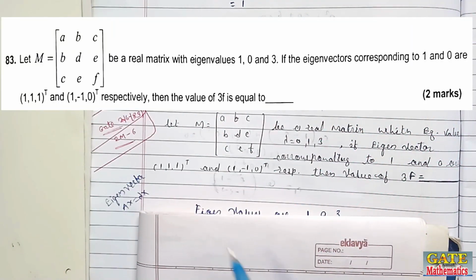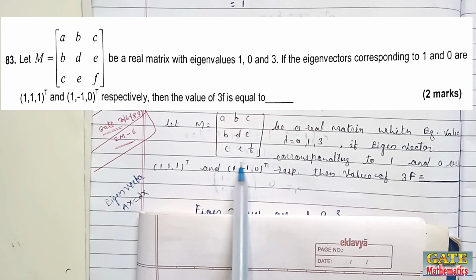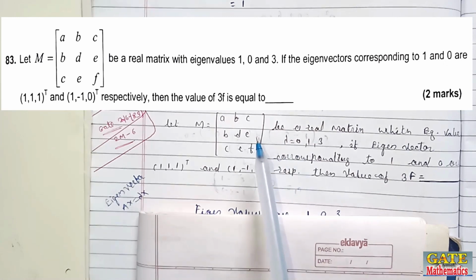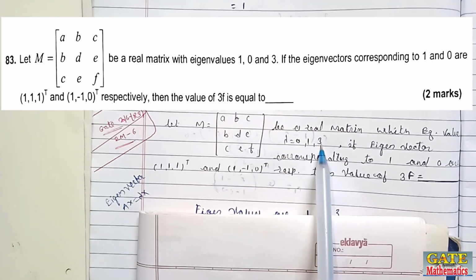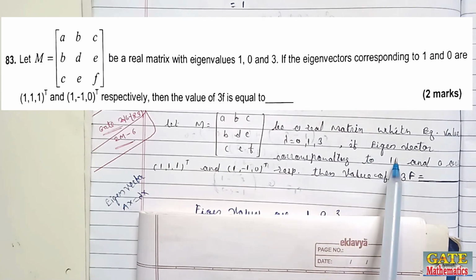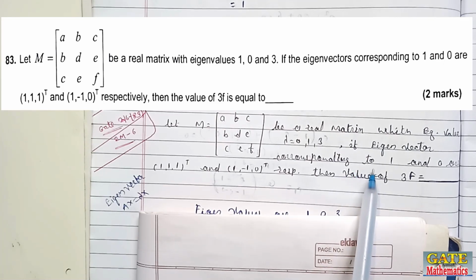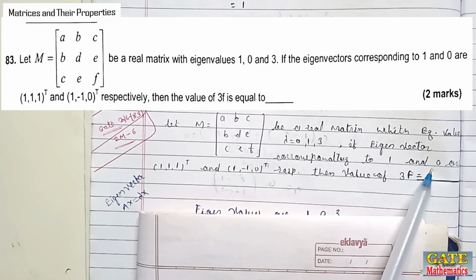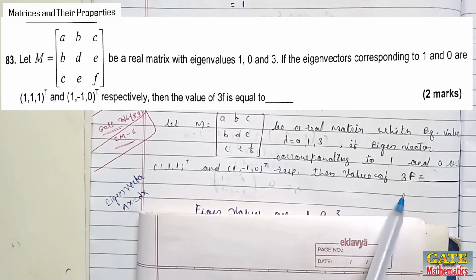So in our question we are given the matrix M with rows A B C, B D E, C E F. It is a 3 by 3 real matrix which has eigenvalues lambda 0, lambda 1 and lambda 2, where lambda 0 is equal to 0, lambda 1 is equal to 1, and lambda 2 is equal to 3. So we have 3 eigenvalues, and the eigenvectors corresponding to some of these eigenvalues are given. For eigenvalue 1, the eigenvector is 1 1 1 transpose, and with respect to eigenvalue 0 we have the eigenvector 1 minus 1 0 transpose. And then we have to find the value of 3 times EF.